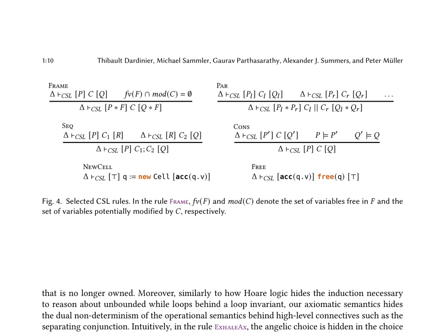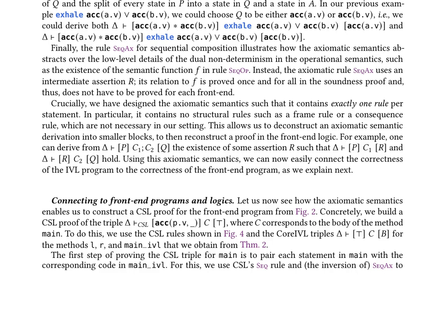The authors also connect the axiomatic semantics to front-end programs and logics, such as CSL, classical separation logic. They show how to construct a CSL proof for the front-end program from the axiomatic semantics, using the CSL rules and the core IVL triples obtained from the operational to axiomatic soundness property.